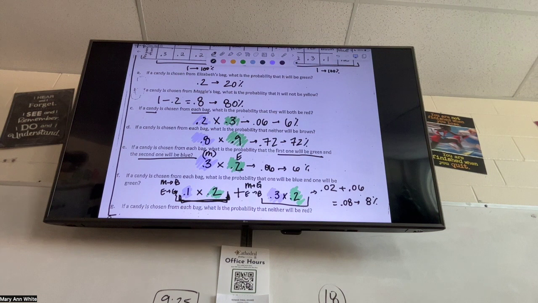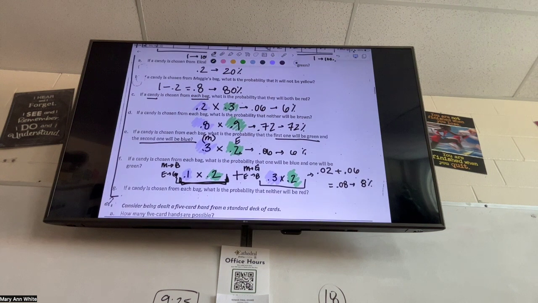Okay, now my last one, it says, if a candy is chosen from each bag, what's the probability that neither will be red? So what's the probability you don't get a red from Maggie? 0.8, very good. What about we don't get a red from Elizabeth? 0.7, good. Am I gonna multiply or add those two together? Multiply. I want neither of them to be red. I want both of them to not be red. So I'm gonna multiply, and that's 0.56 or 56%.